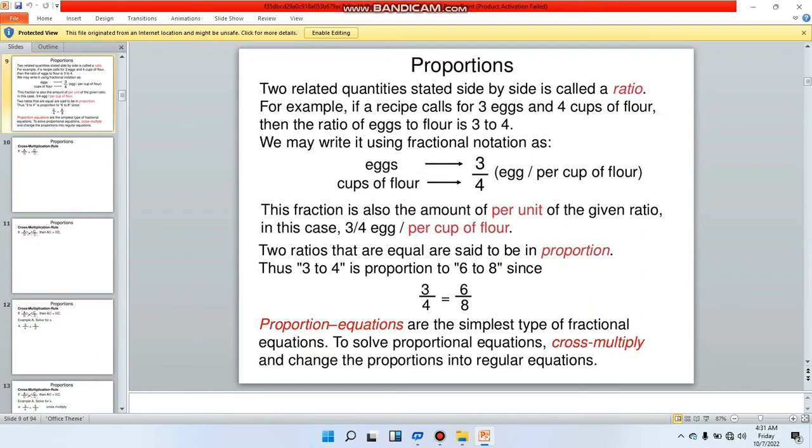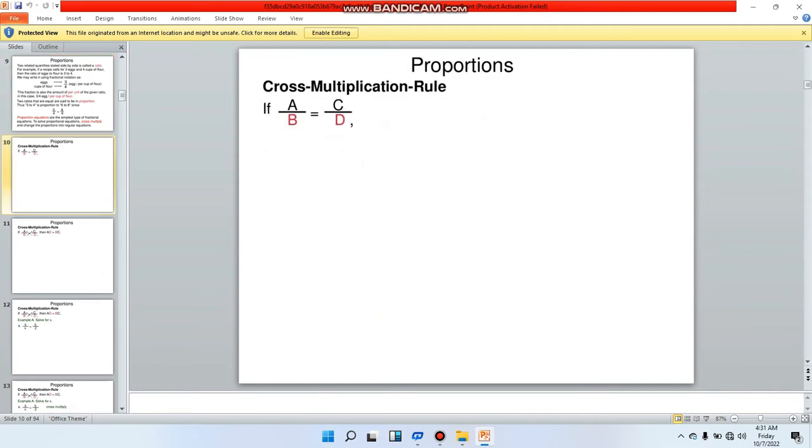To solve proportional equations, cross multiply and change the proportions into regular equations. Cross multiplication rule: if A over B is equal to C over D, then by cross multiplication AD is equal to BC. Example, solve for x.